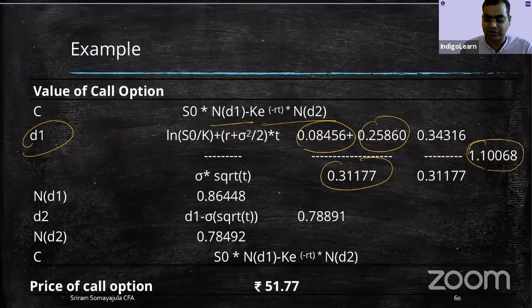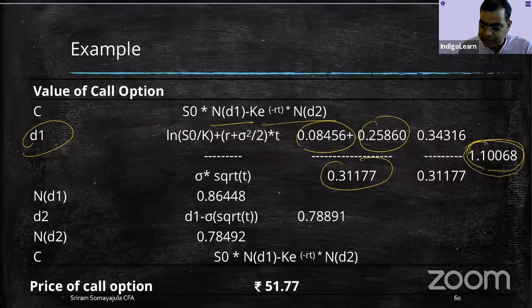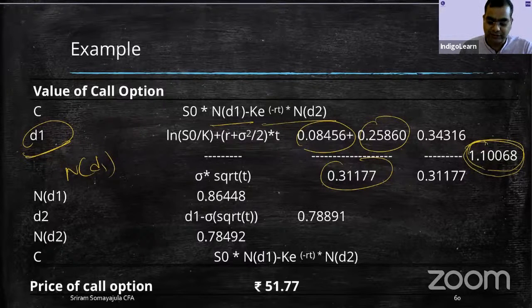I'm going to give this as part of the solution. You can figure it out, right? Now, I want to show you something else. This 1.10068, this is D1. How do we compute the area under the standard normal curve? That is N(D1) for 1.10068. What is this N(D1)? How did I get this N(D1)?